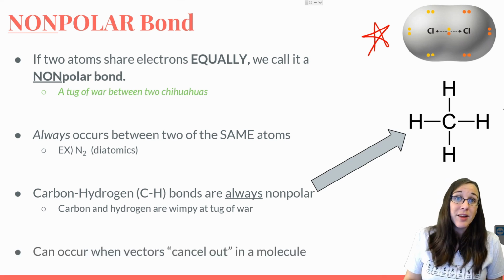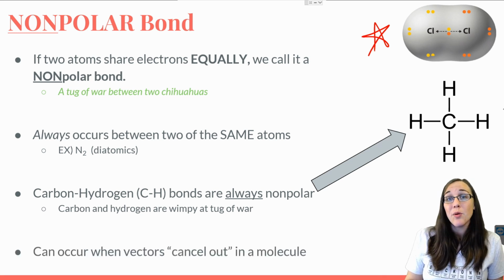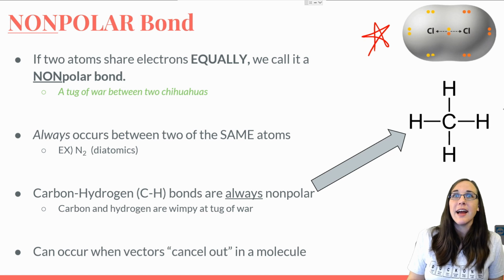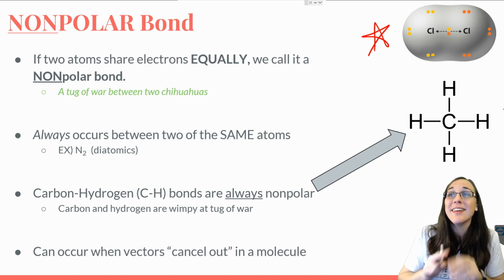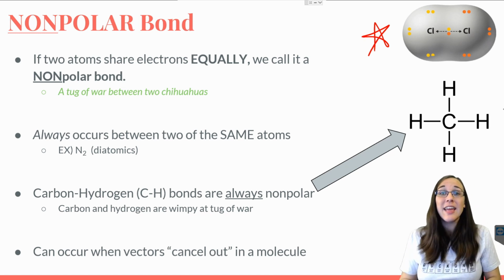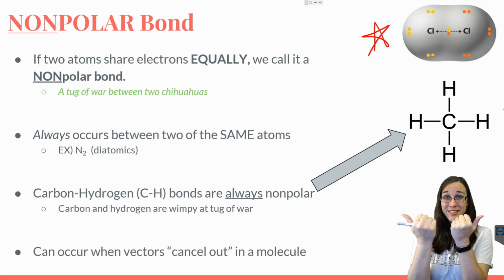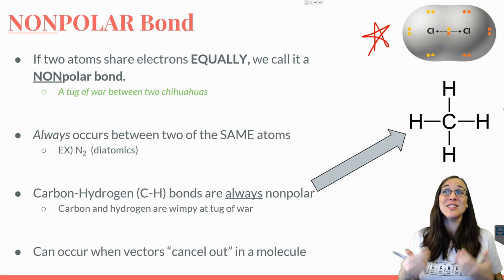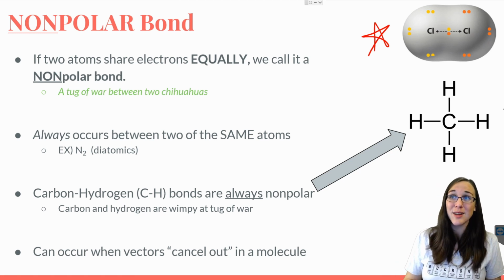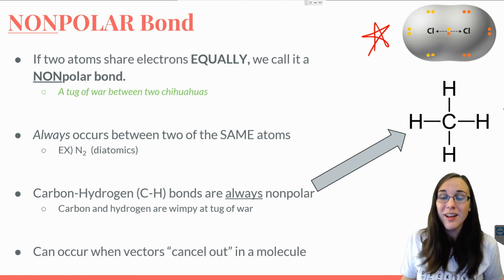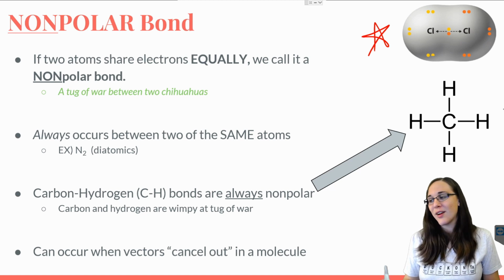The third and final way that you can get a nonpolar bond is if two vectors cancel out. So flashback to physics: if we have vectors, i.e. our dipole moments, those dipole arrows we've been drawing, if two dipole arrows are the same and they go in opposite directions, then they cancel each other out. Just like if you had two chlorine atoms or two clones playing tug of war, they're going to cancel each other out in that regard.